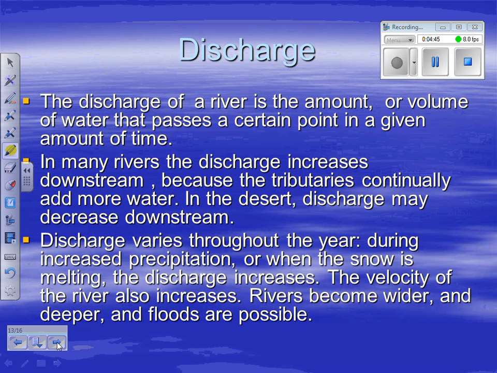Discharge. The discharge of a river is the amount or volume of water that passes a certain point in a given amount of time. In many rivers, the discharge increases downstream because the tributaries continually add more water. In the desert, discharge may decrease downstream. Discharge varies throughout the year. During increased precipitation, or when the snow is melting, the discharge increases. The velocity of the river also increases. Rivers become wider and deeper, and floods are possible.